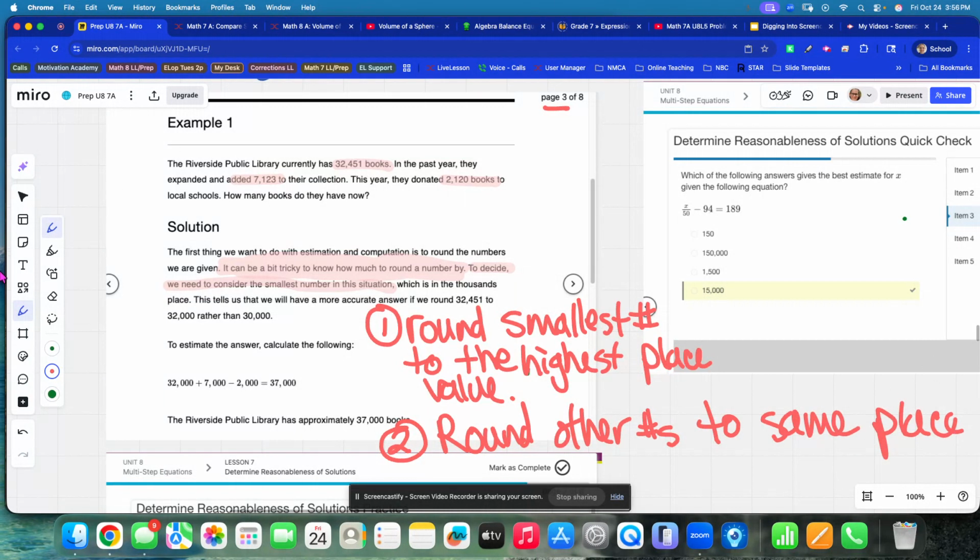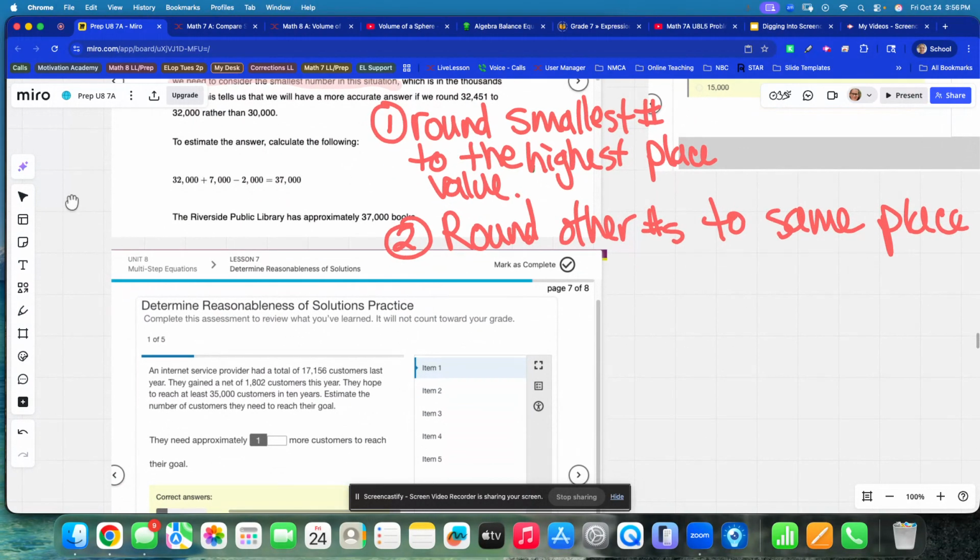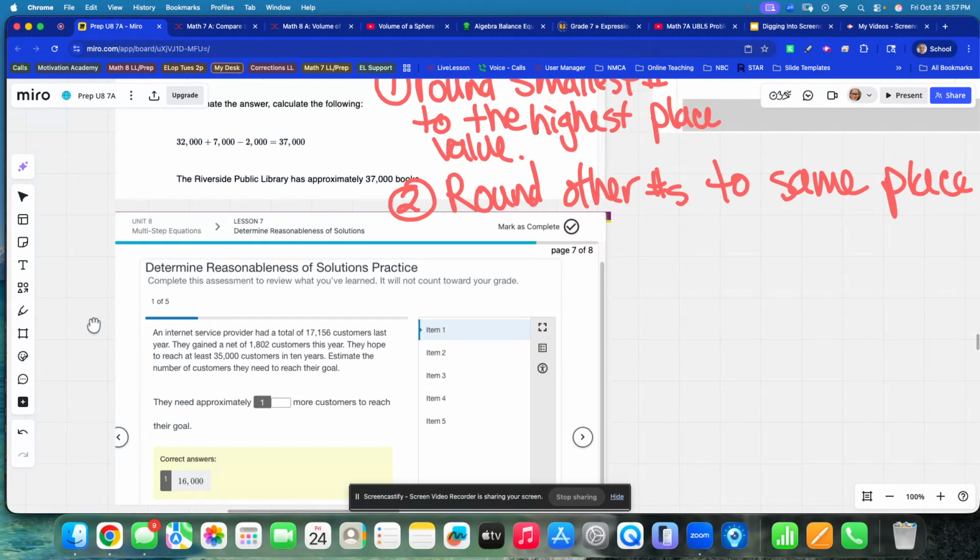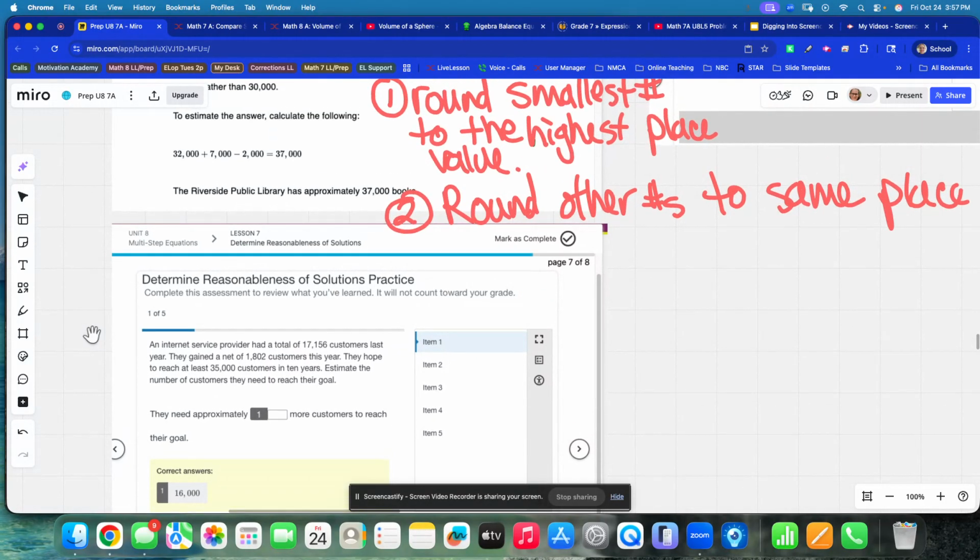So let's try it. Okay. Here is your first practice problem. Okay, it says an internet service provider had a total of 17,156 customers last year. They gained a net of 1,802 customers this year. They hope to reach at least 35,000 customers in 10 years. Estimate the number of customers they need to reach their goal.